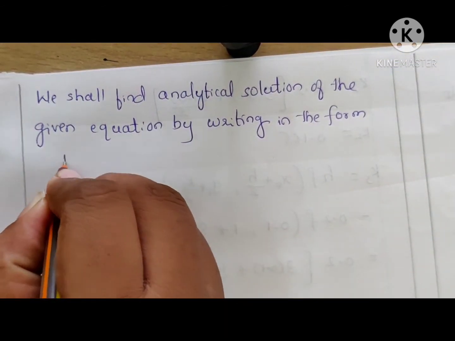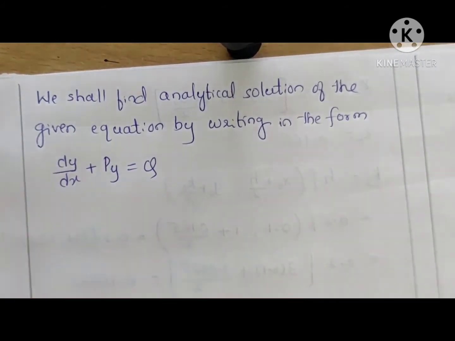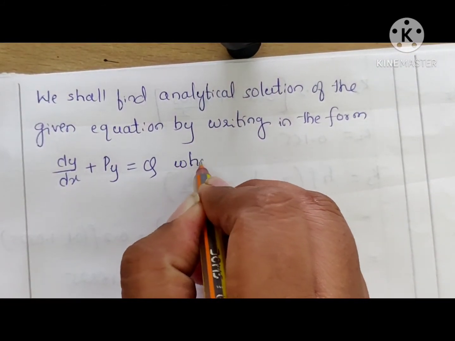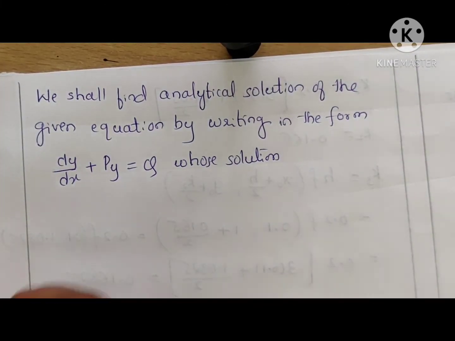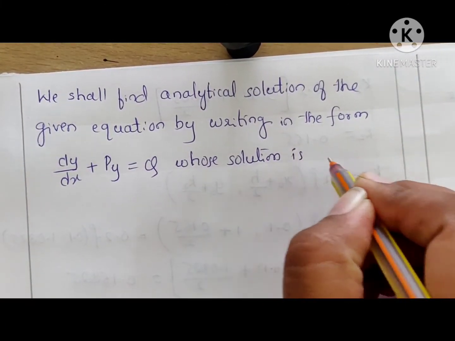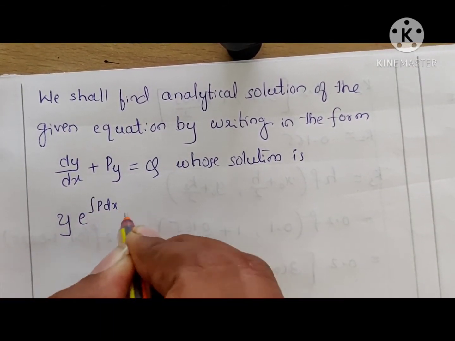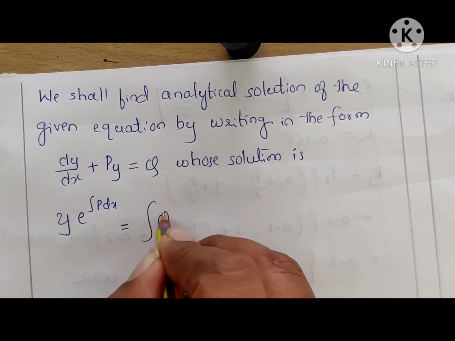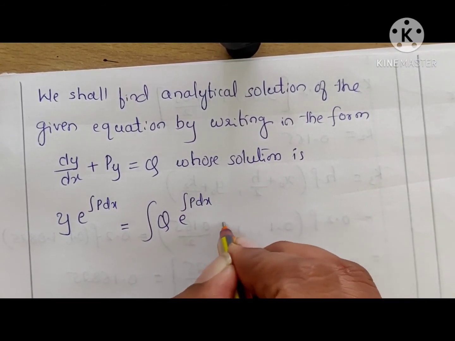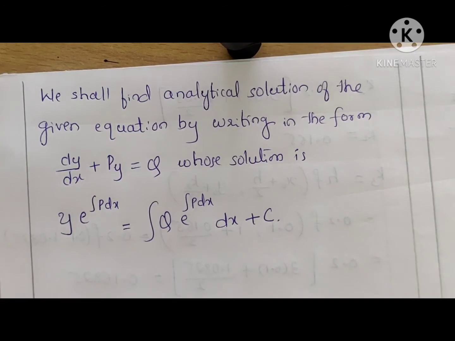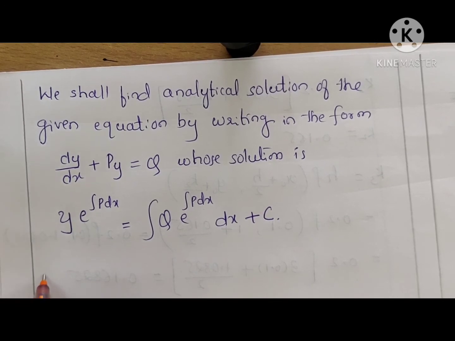So in the form dy by dx plus p into y is equal to q, whose solution for such type of equation is defined already. For such type of equation the solution is y into e raised to integration of p dx is equal to integration of q into e raised to integration of p dx plus c. For such type of equations the solution is fixed. So we write the given differential equation in this form.